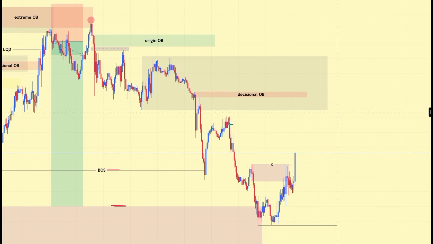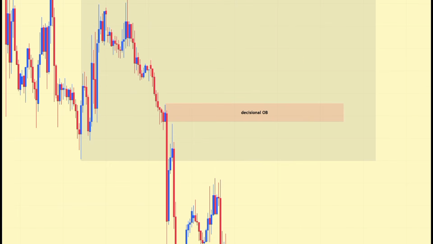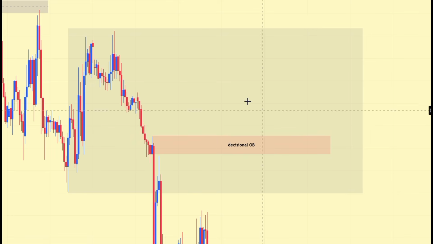You can clearly see that this one here is, of course, our internal low. Exactly right there. This one is our decisional, and of course our extreme will be none other than, of course, it should be located at the farthest end of our extreme order flow.